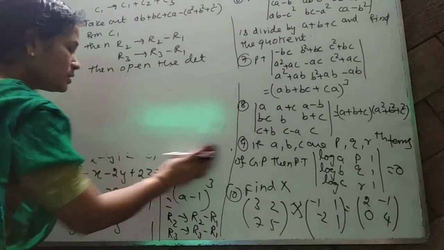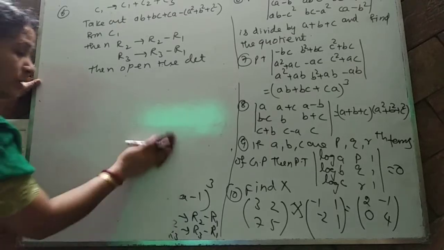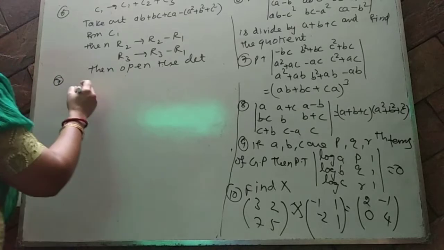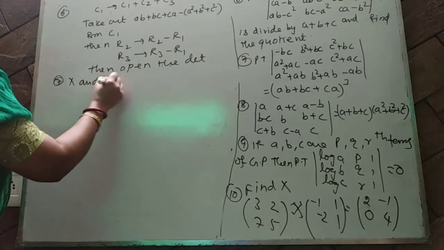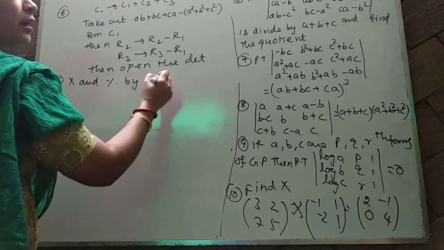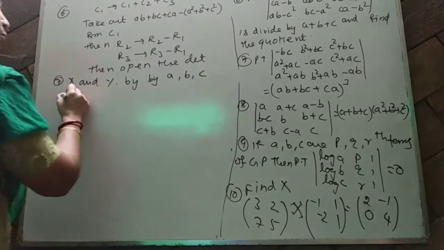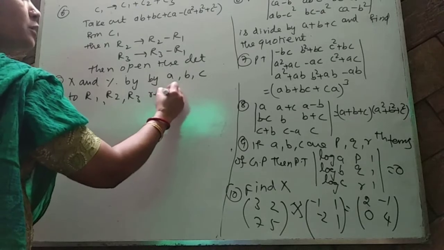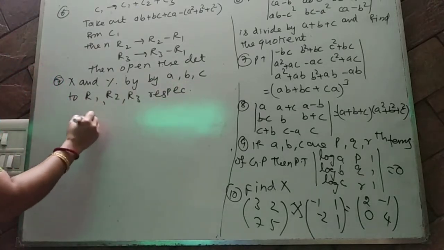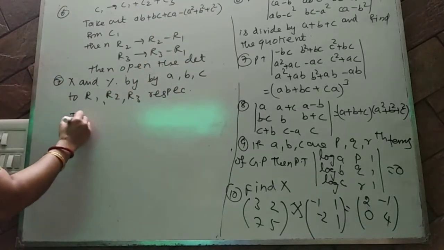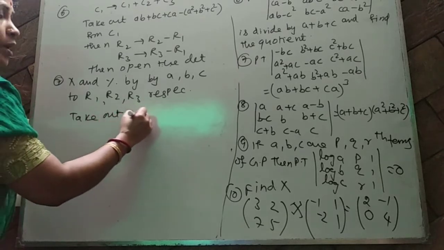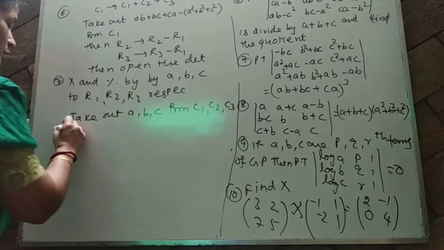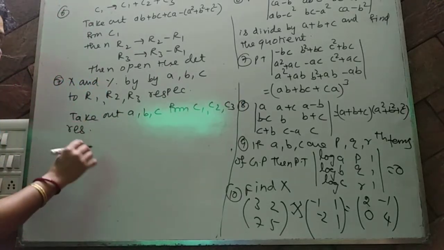Now see question number 7 also, I am telling. This is also one of the repeated questions. Question number 7, how can you do it? You have to do one thing. Multiply and divide by a, b, c to R1, R2, R3 respectively. Okay, fine, respectively. Then after this, you will get 1 upon abc into the determinant. Then take out a, b, c from C1, C2, C3 respectively.